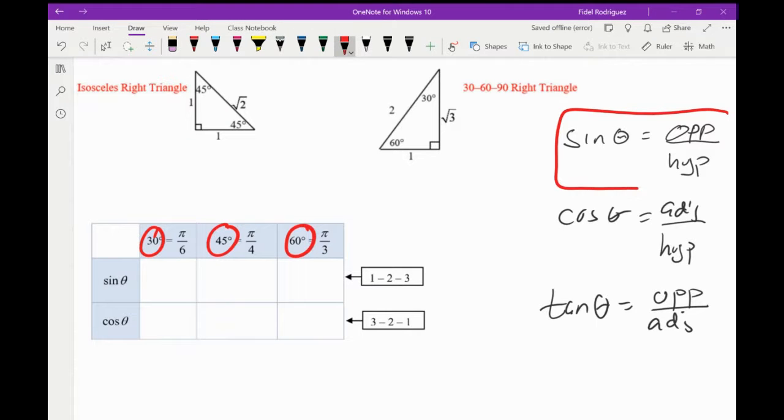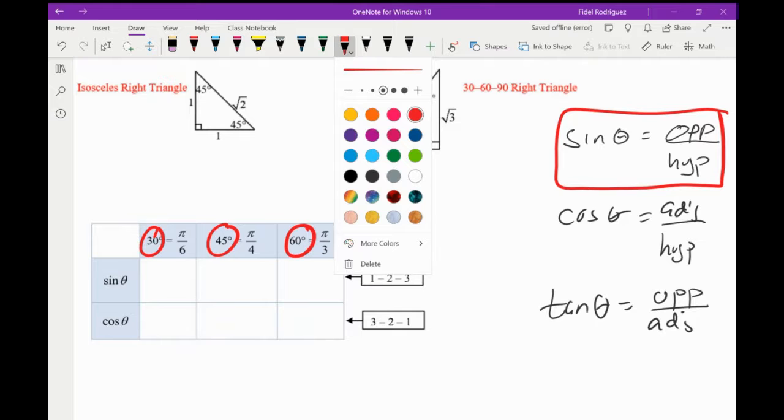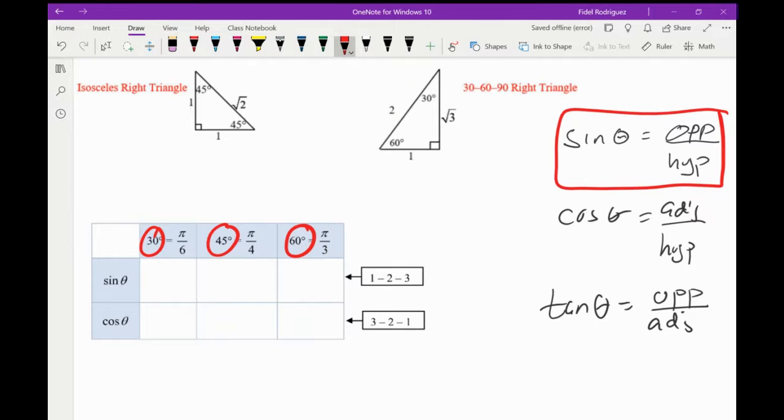Okay, so sine of 30 degrees. Remember how we defined the sine? It is the opposite over the hypotenuse. So if here's my 30 degrees, what's the side opposite? Over 2, so 1/2, right?